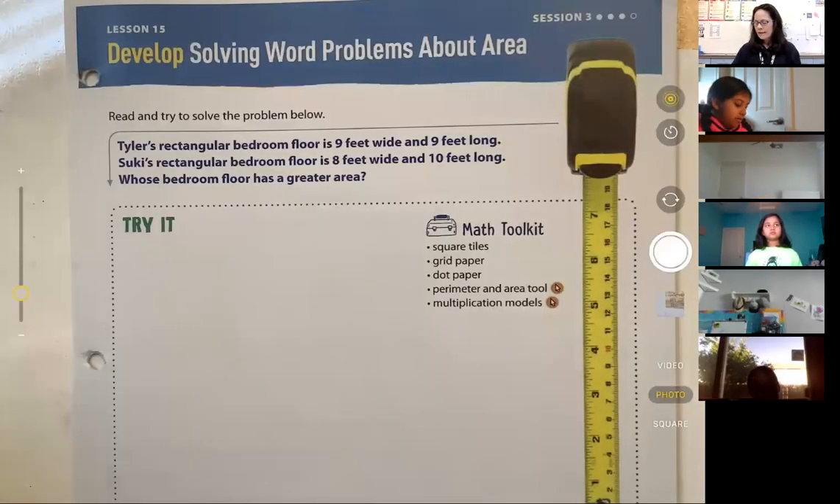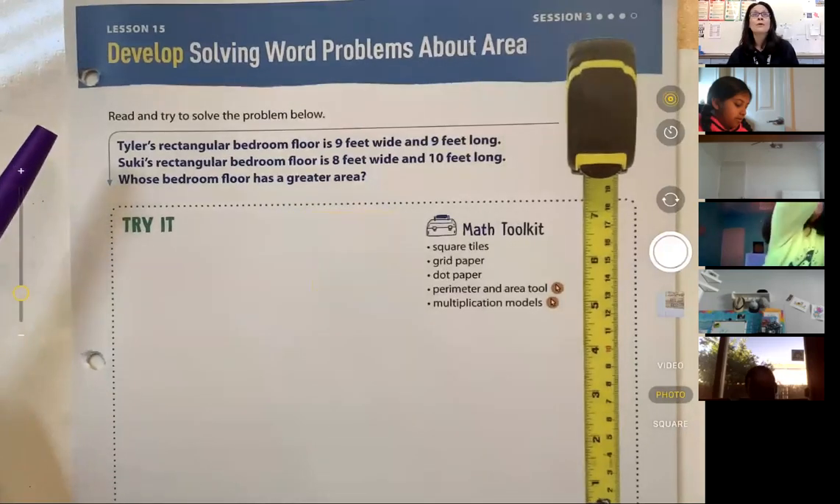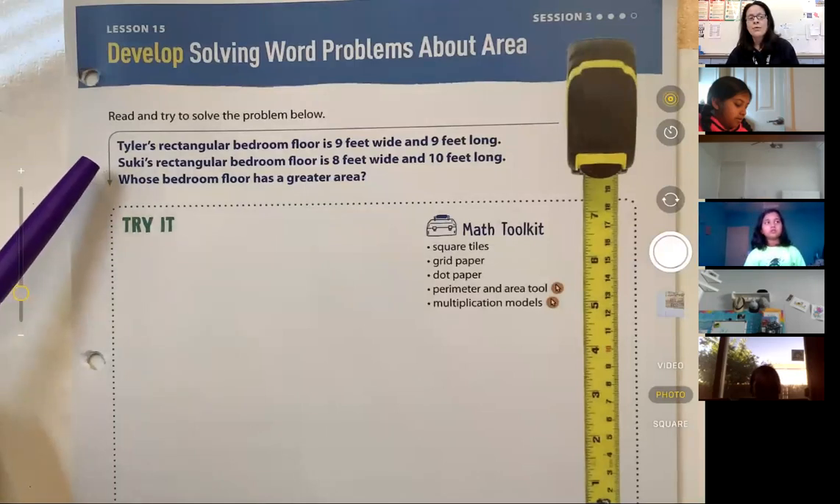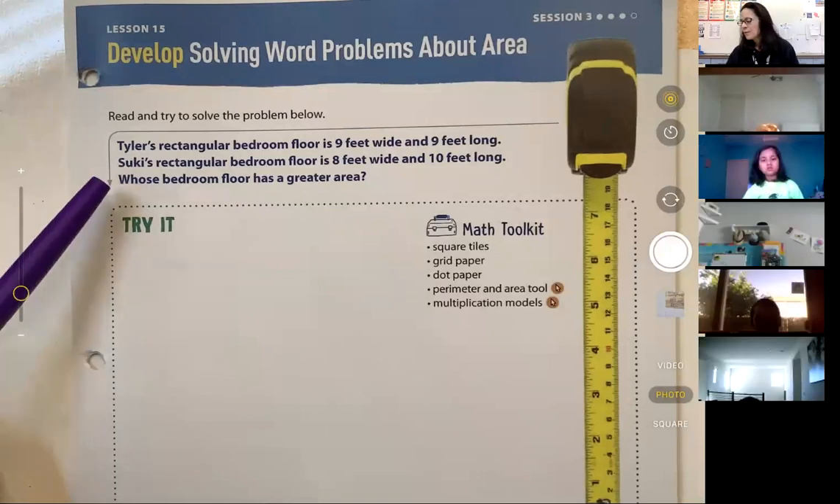All right, everyone. So again, up at page 325, up at the top, we're going to talk about Tyler and Suki. Here we go. Tyler's rectangular bedroom floor is 9 feet wide and 9 feet long. So we can see very clearly here that that is a square. 9 feet wide, 9 feet long. That's a square. The sides are the same. Suki's rectangular bedroom floor is 8 feet wide and 10 feet long. Whose bedroom floor has a greater area?